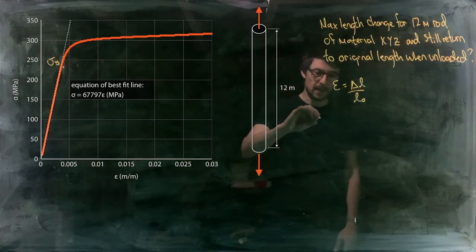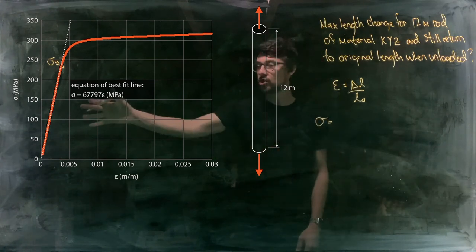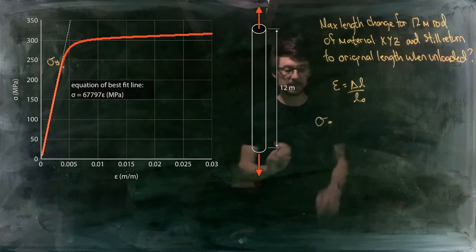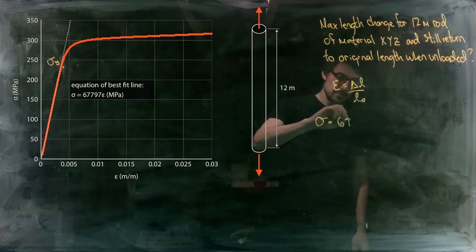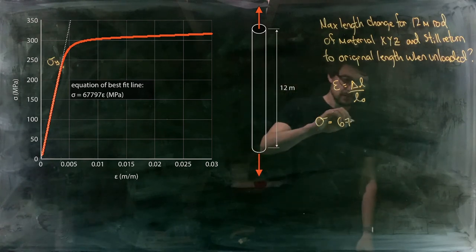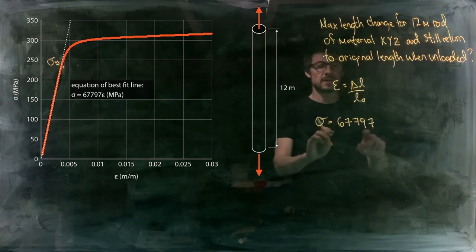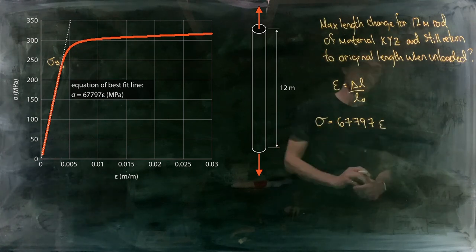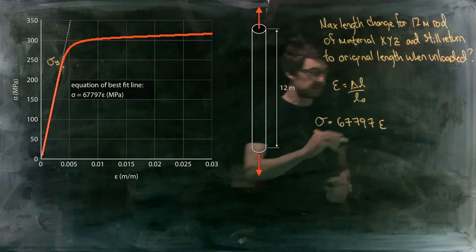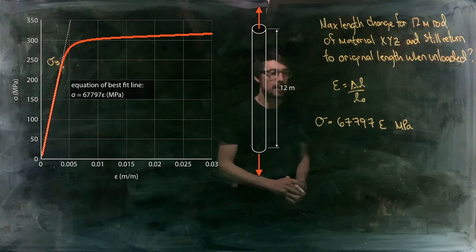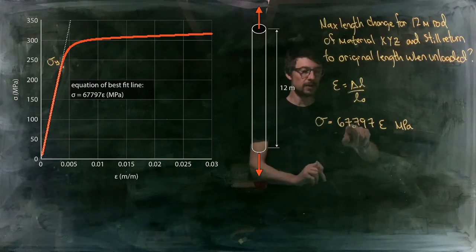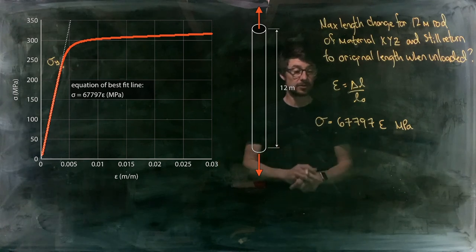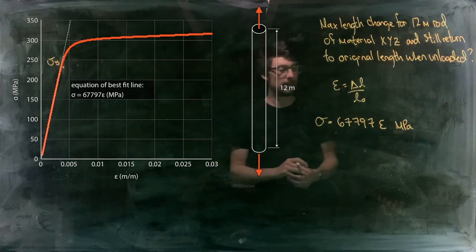So let's do that. We know that the relationship between stress and strain here is given by the modulus of elasticity. So we have stress equals, what is that? 67,700. Is that 67,700? Yeah, I thought my eyes were playing tricks on me. 67,797 multiplied by our value of strain. And this is in units of MPa there. Does that make sense? This is the modulus of elasticity. Divide that by 10 to the 3, we get gigapascals. Yeah, 68 gigapascals is about the modulus of elasticity of aluminum. So that makes sense here.